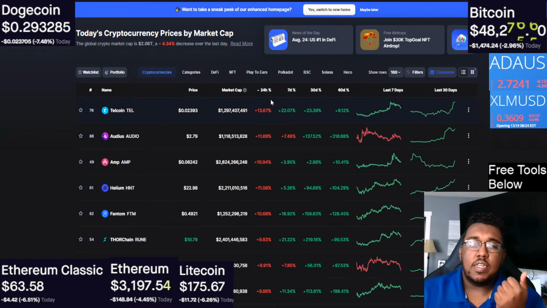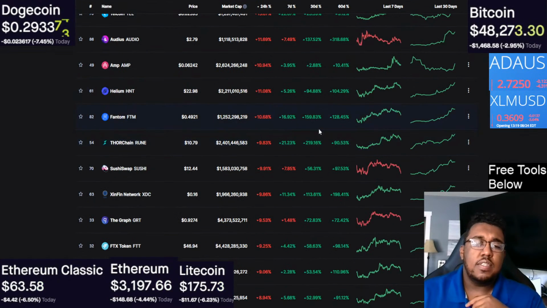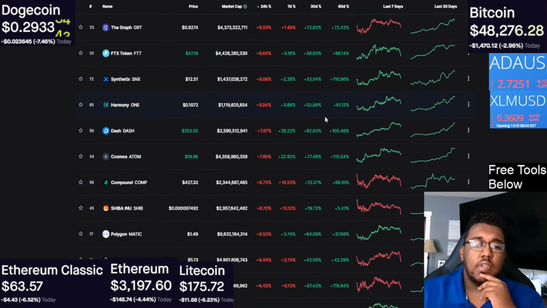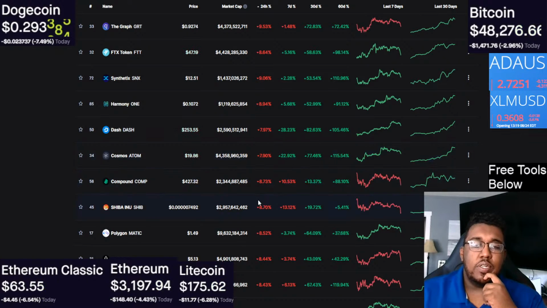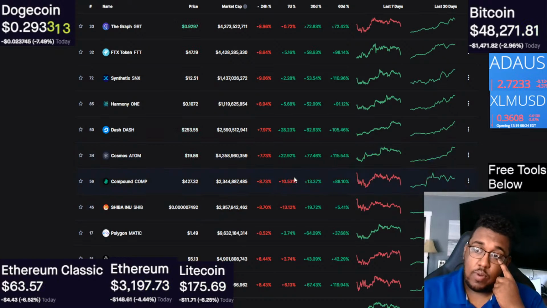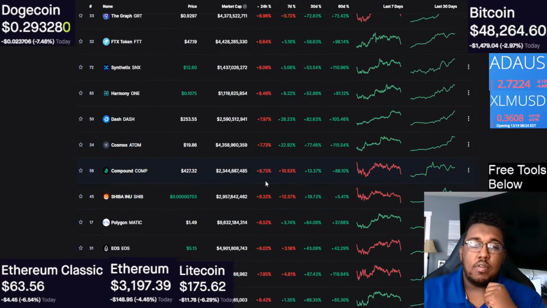And biggest losers were Telecoin, AMP, Audio, HNT, FTM, and Rune. And Sushi and XDC. Yeah, okay. That's fine for anything else. Oh, and Shiba Inu coin's getting hit hard. It's like 9% down. Wow, that's a pretty nasty drop right there.